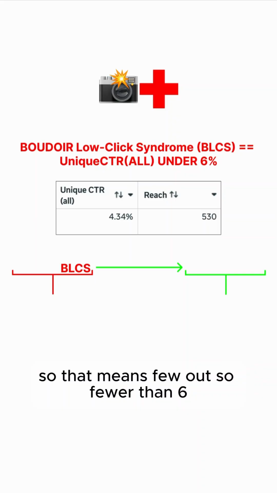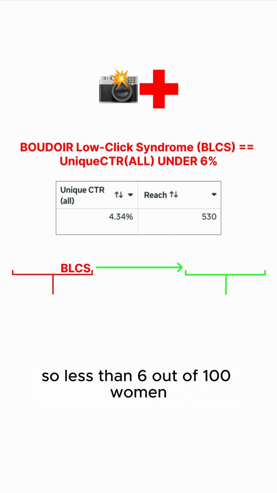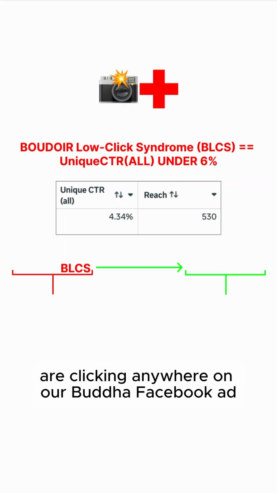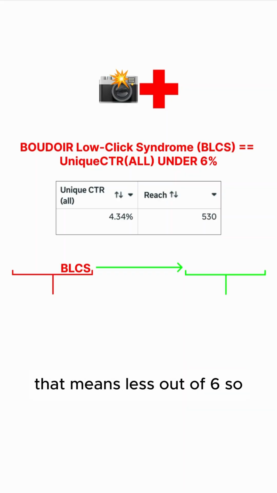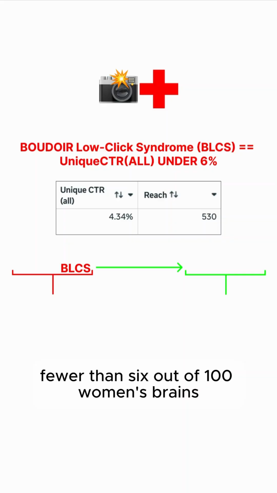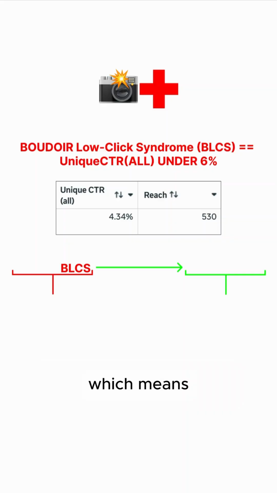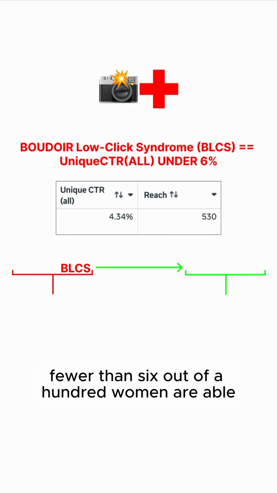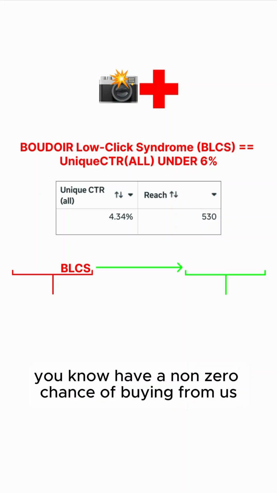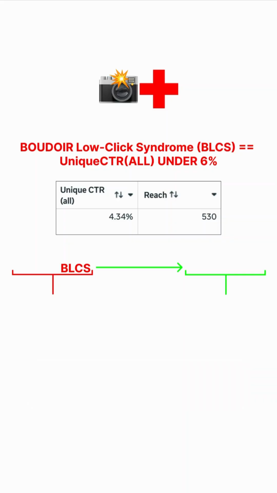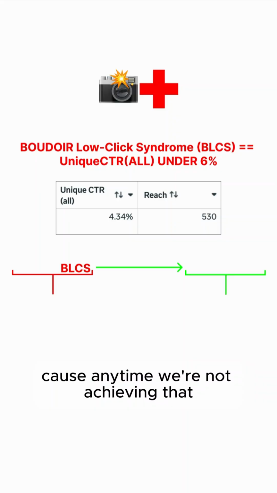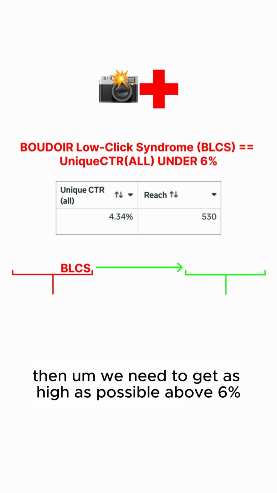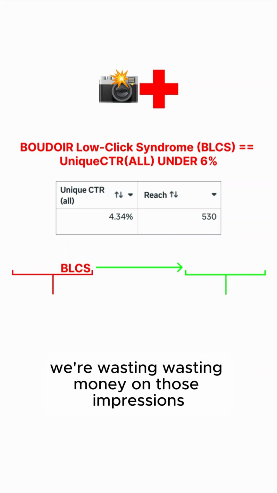That means fewer than 6 out of 100 women are clicking anywhere on our Boudoir Facebook ad. So our ad is entering fewer than 6 out of 100 women's brains, which means fewer than 6 out of 100 women have a non-zero chance of buying from us. So we gotta get this number as high as possible above 6%, because if not, we're wasting money on those impressions.